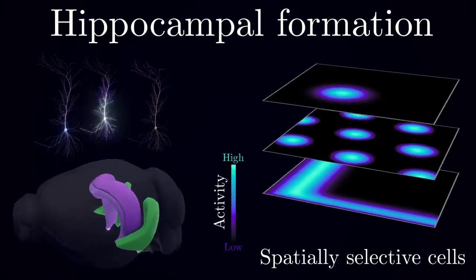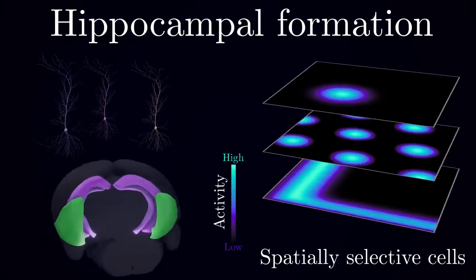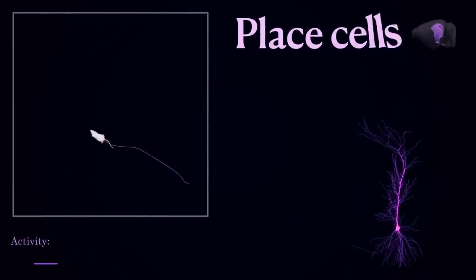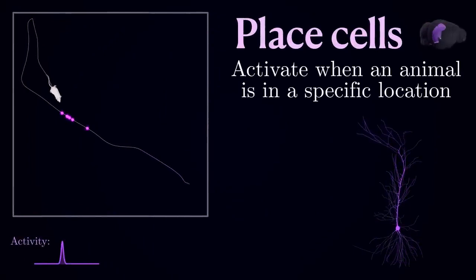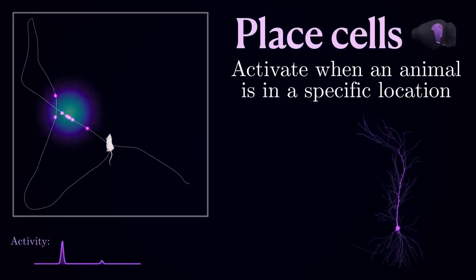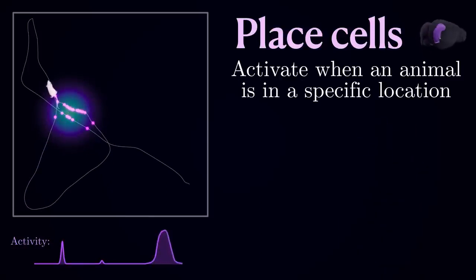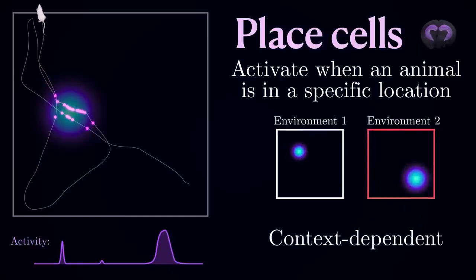Let's briefly review the major types of such map-building neurons. The hallmark of hippocampus are place cells, neurons that become active when an animal is in a specific location or place in an environment. They are thought to code for the current location in a context-dependent way, since the response of a single cell is totally different in different surroundings.